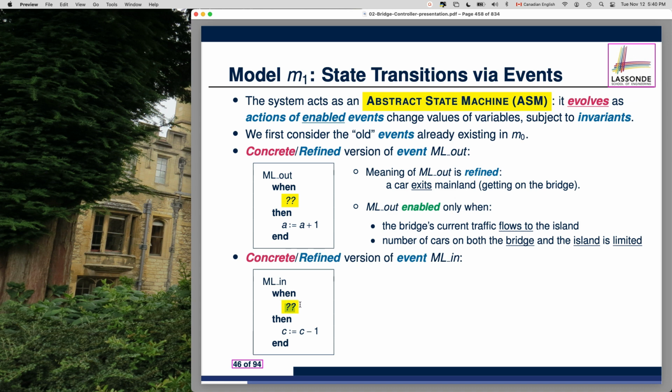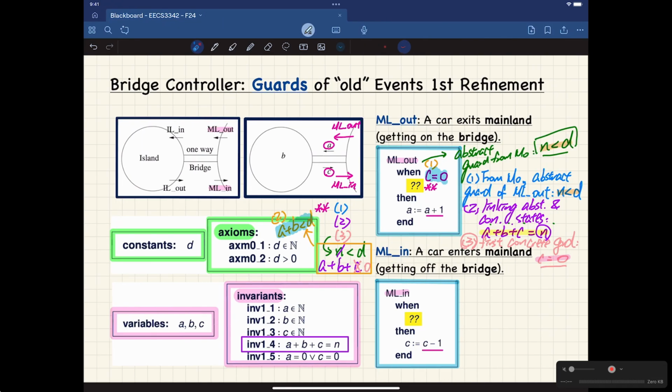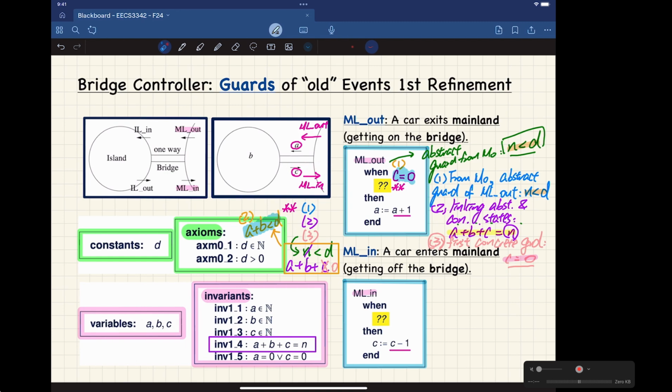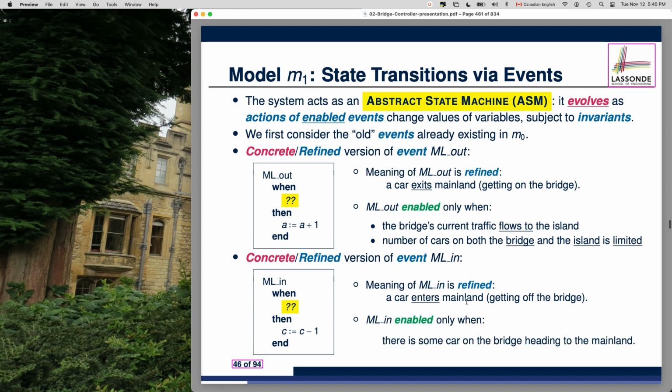So when I say question mark, I might mean there might be one guard condition or might be several guard conditions. We don't know. But at least I know informally, when I say MLN, I know that there is a car. MLN simply is this event over here. We have some car that wants to go from the bridge back to the mainland. That's an MLN. All right? And informally speaking, the guard should be is enabled when there is some car on the bridge heading to the mainland. That's the informal description.